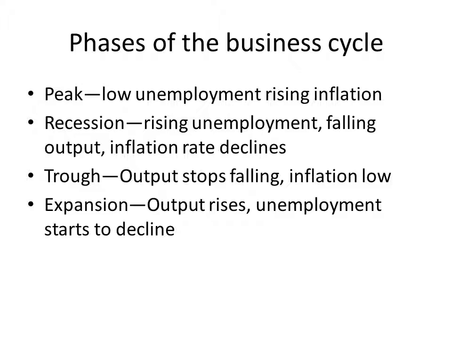Second, there's a recession. This is after the peak. The economy begins to slow down. It may actually do more than slow down. It may actually have a negative growth rate. What happens here is we have rising unemployment with falling output. Those are always going to go together because as we produce less, we need fewer people to produce it, and the inflation rate's probably going to decline. If it gets serious enough, prices could actually decline and we would actually have deflation.